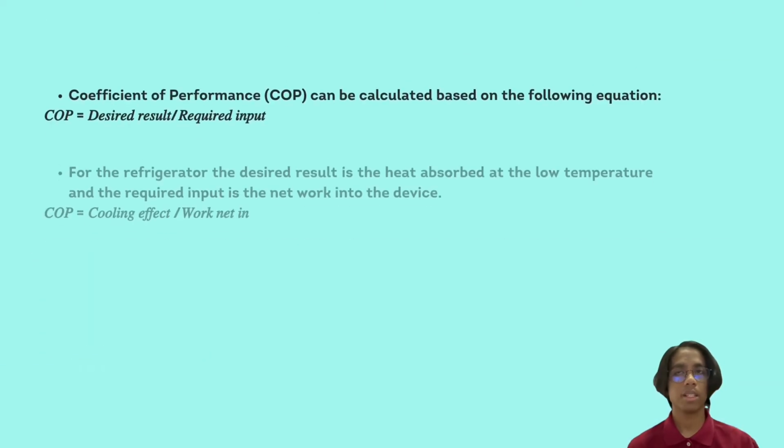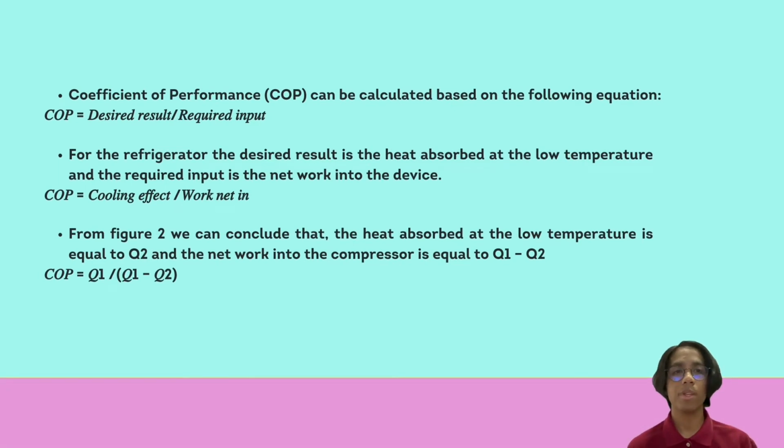This last slide just explains how we can find COP from 3 different formulas. First of all, the coefficient of performance, COP, can be calculated based on the following equation. COP is equal to desired result divided by required input. Next, for the refrigerator, the desired result is the heat absorbed at the low temperature and the required input is the net work into the device. So, COP is equal to cooling effect divided by work net in.